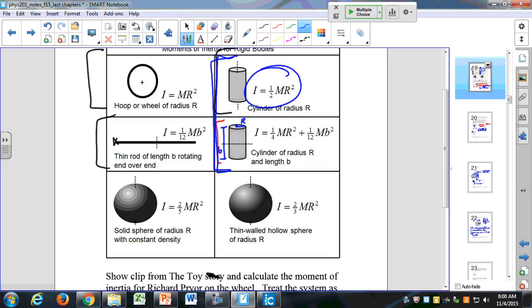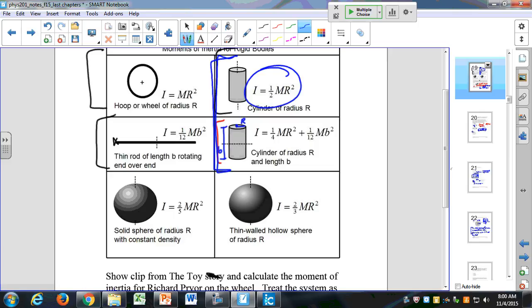So just make sure that you're familiar with that table and that you're able to give it a shape, whether it's a cylinder or a sphere or a hoop or a rod or whatever it happens to be, that you're able to pick out the right one. And you'll see different shapes on the homework and on the old test. Just make sure that you're familiar with it.